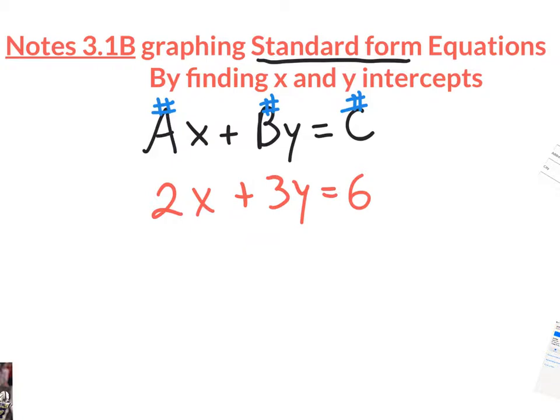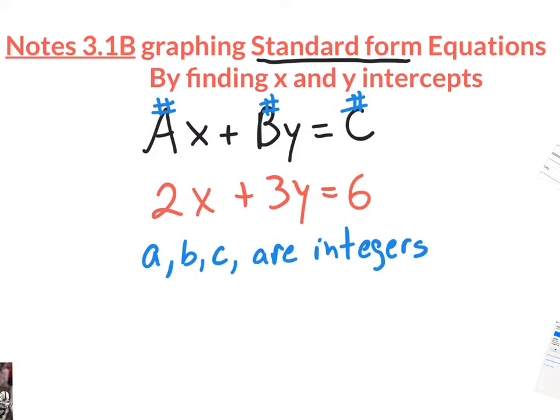By the way, one more detail about standard form. We do not want fractions or decimals for A, B, or C. A, B, and C are integers, not fractions, not decimals, right? They're integers. So you could have positive or negative numbers, but you don't want decimals or fractions. So keep that in mind. When we start changing equations to standard form, you want to get rid of decimals, you want to get rid of fractions by multiplying everything by the denominator, of course, the way we used to do it.